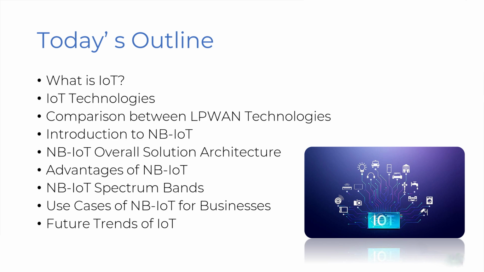This is my today's outline. First, I am going to talk about what is IoT, then what are the IoT technologies available up to now, and then I am going to compare some low power wide area network technologies. Then we are going to talk about IoT's overall solution architecture, then what are the advantages of it, and at Mobitel what are the spectrum bands we use for the IoT, and the use cases for the IoT for businesses, as well as finally the future trends of IoT.